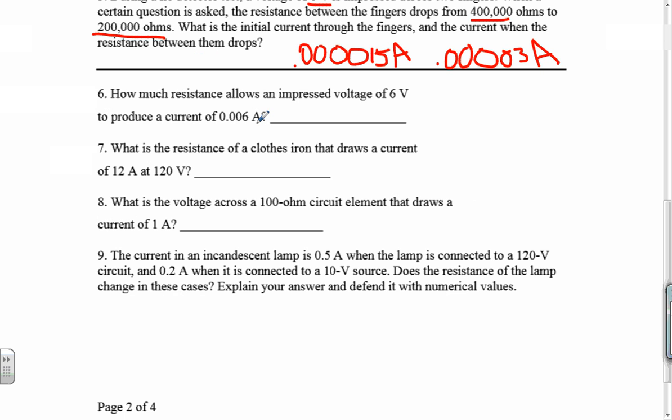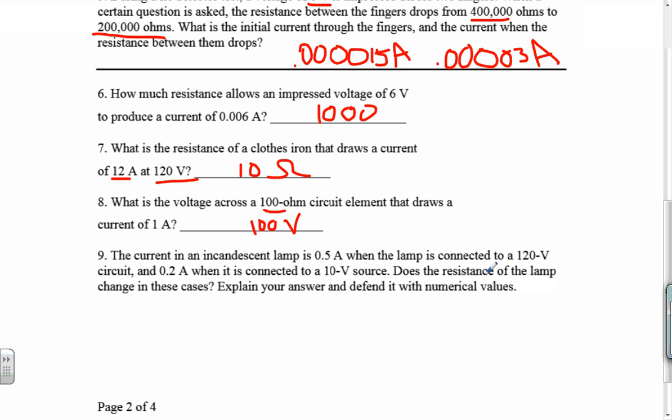Good. Next, you have 6 divided by 0.006, and you will get 1,000. Okay? You have 120 volts divided by 12 amps, so 120 divided by 12, you get 10 ohms. Okay, you're looking for voltage, you have resistance, and you have 1 amp. V equals I times R, so this is going to be I times R, and you get 100 volts as your voltage going across. Okay, and now our last problem.